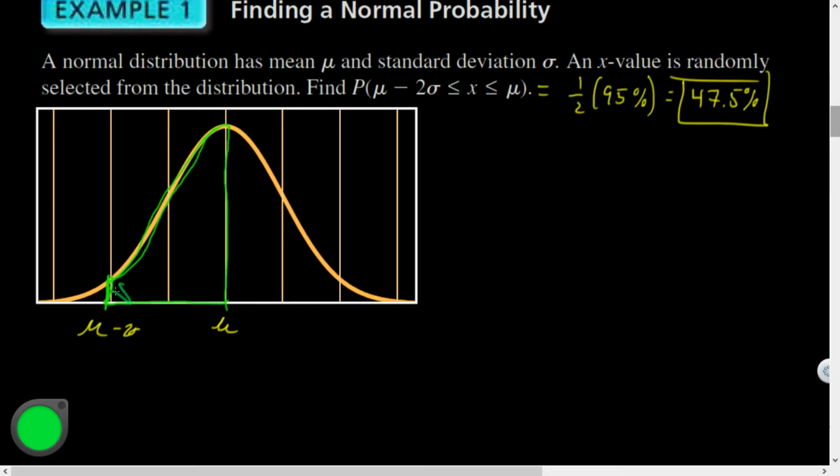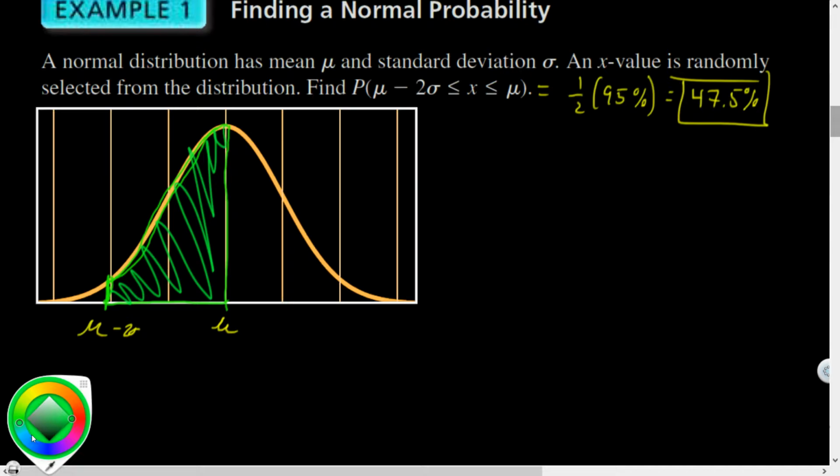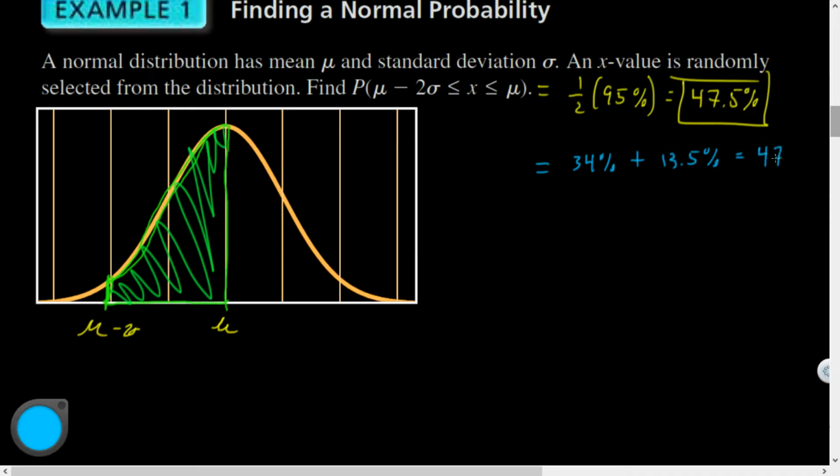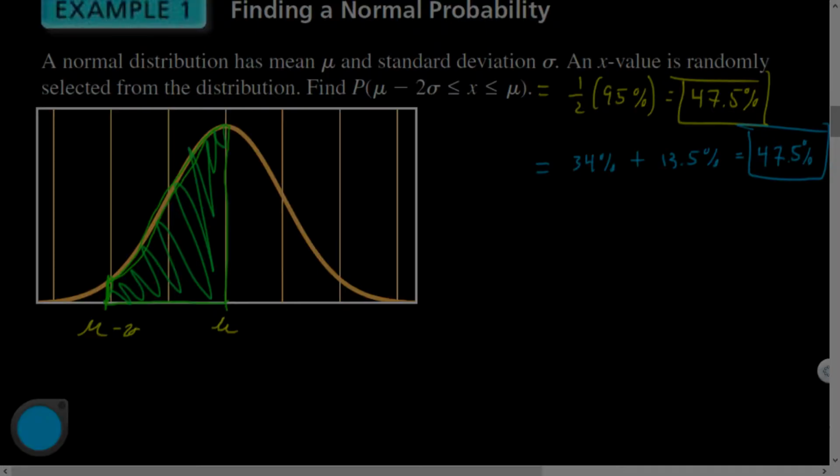So this space represents 47.5%. The alternative approach that I just did was 34%, plus 13.5%, was also 47.5%. So depending on which version I want to use, I'll still get the same result, right? Not too shabby. It's a little bit weird getting used to the way this is written, but it'll work just fine.